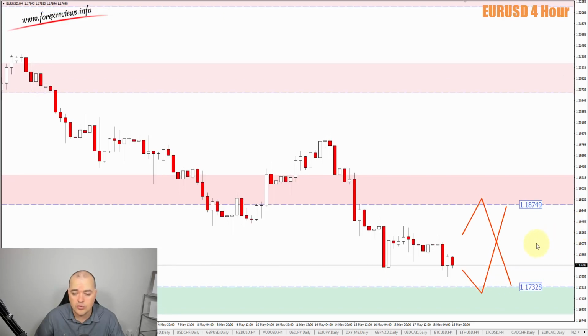So overall on USD, highlighting the 117.32 zone area as an area to the downside where I'm just looking for bullish evidence and a potential move to the upside from this important area, and also the 118.74 zone area as an area to the upside where I'm just looking for bearish evidence and a potential move to the downside from this important area as well. Okay, well that's that market.